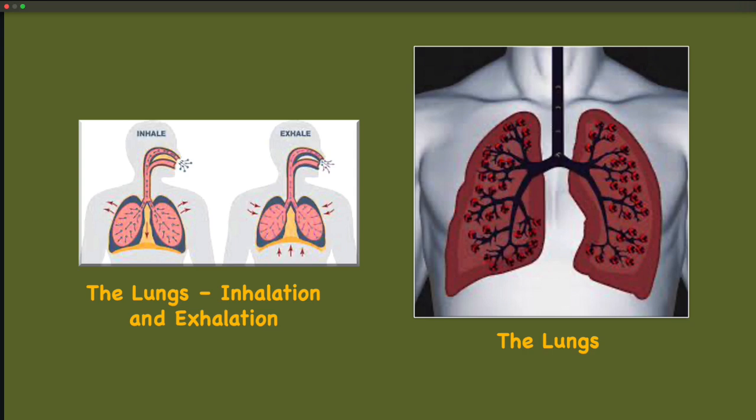Understanding how the lungs work during inhalation and exhalation helps us see why they are so essential for producing speech. Without this steady supply of air, our vocal cords wouldn't have the power they need to create the sounds we use to communicate.